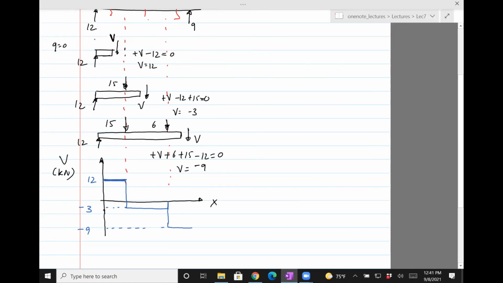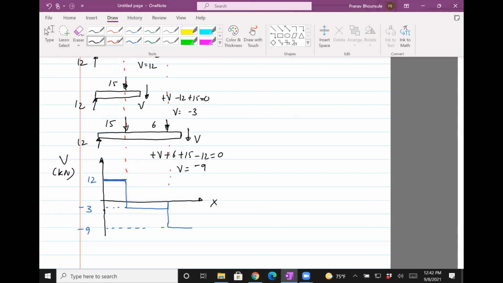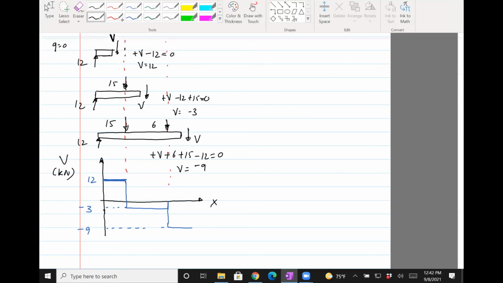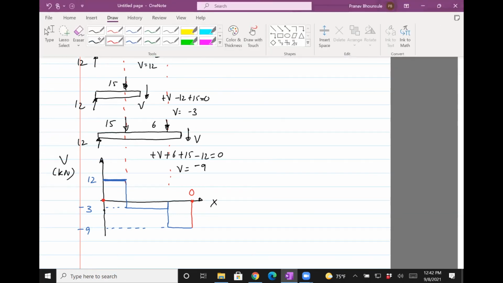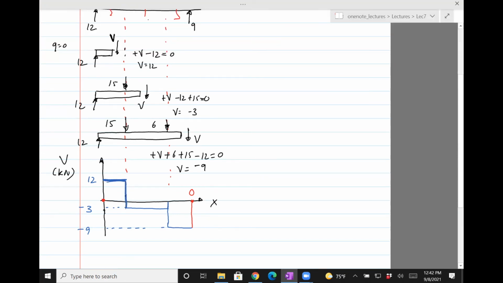Now you could write another equation for the piece just after the 9. You will see that the shear force there is equal to 0. That's because that 9 kilonewton acts upwards, so it will actually close down here. It'll become back to 0. So it starts off at 0, ends at 0. So that is the shear force diagram.